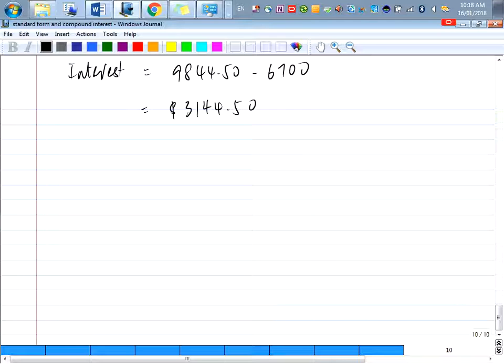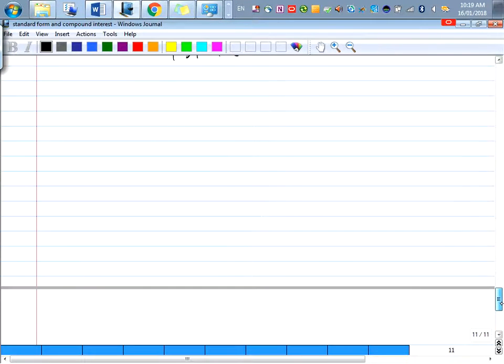Okay, let's do some warm up. Let's do some recap first. Yesterday we started with our standard form, right? And I believe everybody still remembered the format for standard form. Then after that we went on to simple interest, and we went on to compound interest. Today I want to do some simple questions. Let's go back to our standard form as a warm up, okay?